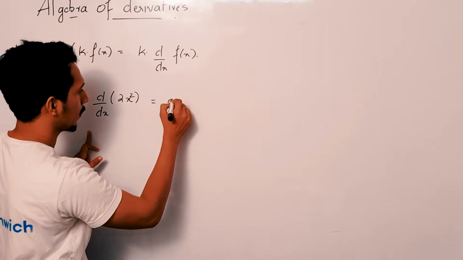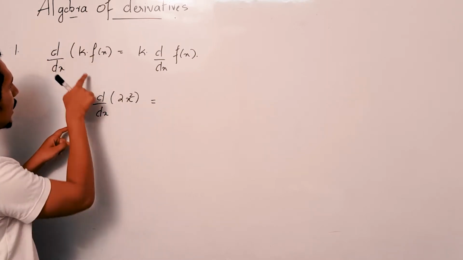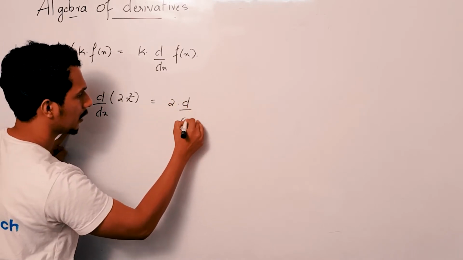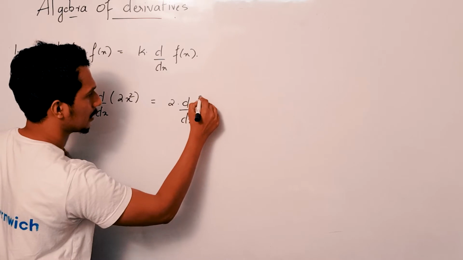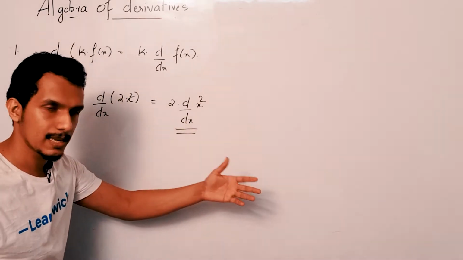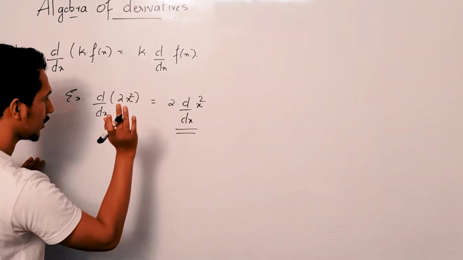It will be 2 comes outside, 2 is a constant, just like k into f of x. Then you are finding d by dx of x square. We will find the answer for x square in the exercise. I'm not explaining it here. This is to make you understand the algebra of derivatives. Okay, this is the first one.